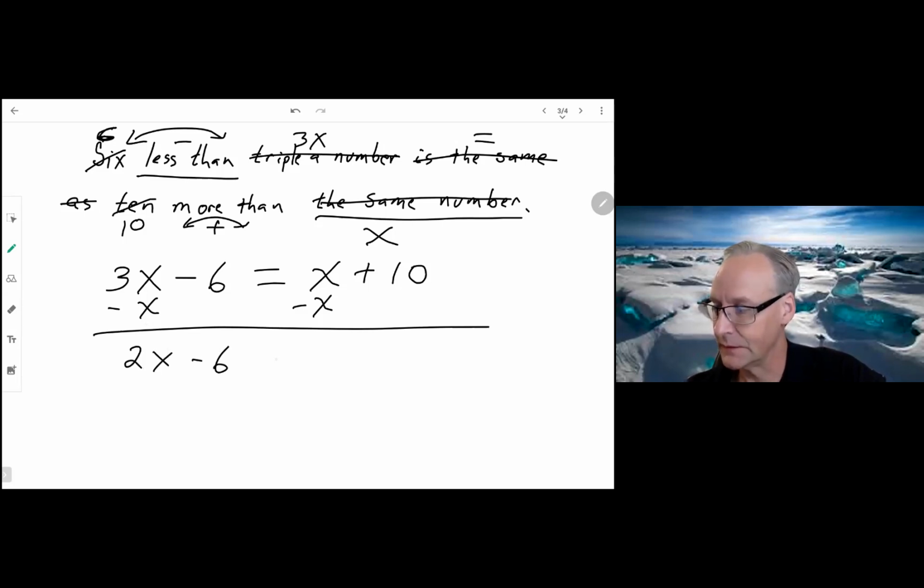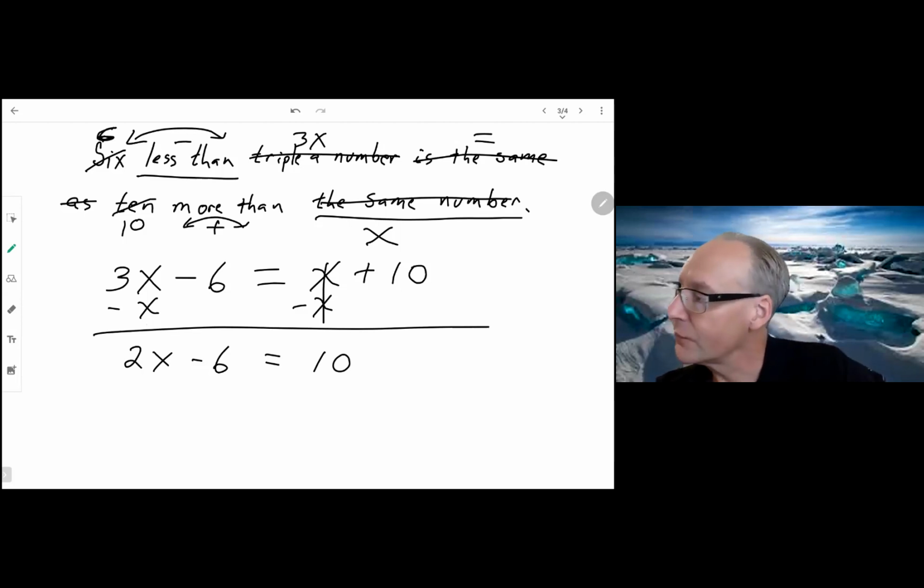Minus 6 equals 10. Some people are going to want to start by adding 6 to both sides, but that's going to lead to other weird errors. So you're probably better subtracting the x from both sides and then dealing with the two-step equation that you have left. And of course, most of you know what to do next. You add the 6 and divide by 2, and you get your solution. We have one last example.